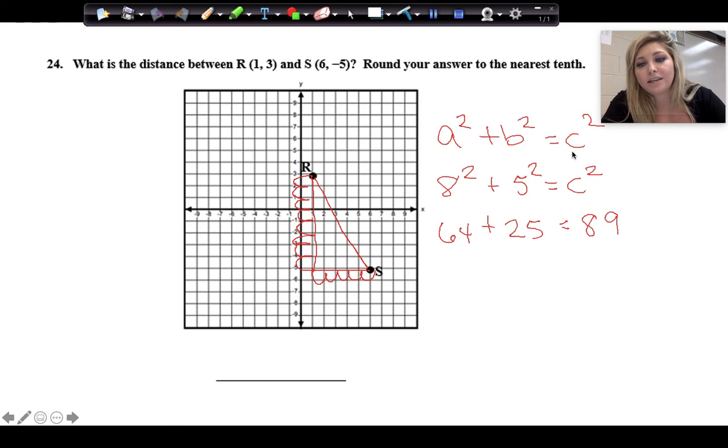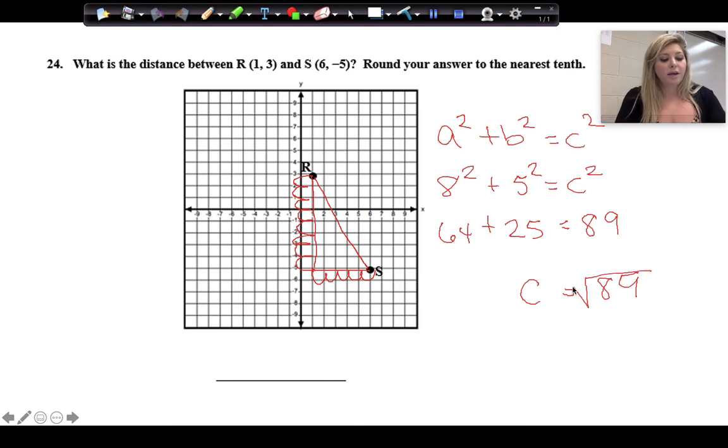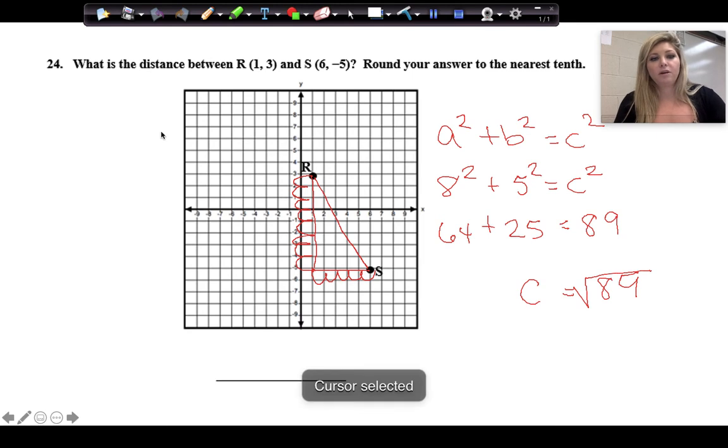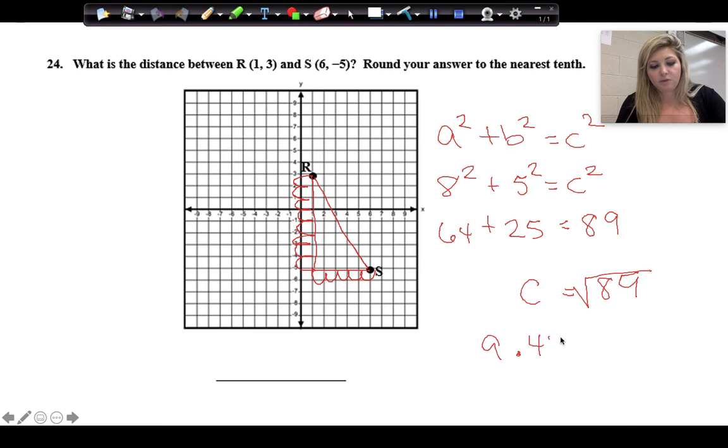Okay, we are not done yet because that is what c squared is equal to. To find out what c is equal to, we need to do the square root of 89. So we can just put 89 into our calculator and then press the square root button. Okay, and then we get a really long decimal here. But we are rounding to the tenths place. This is what it comes up in the calculator. Okay, and we want to round to the tenths place. So our answer is going to be 9 and 4 tenths.